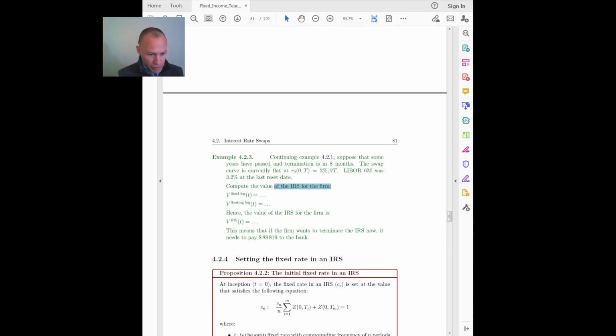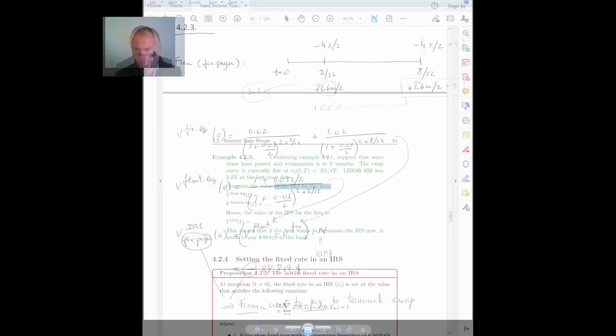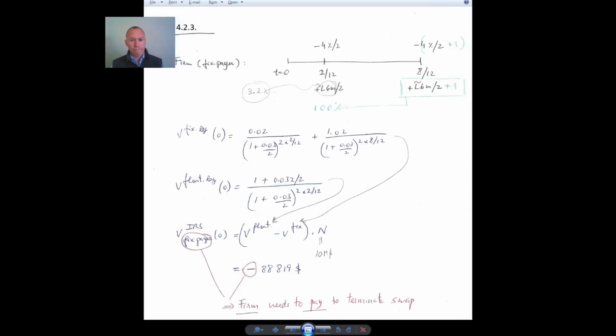All right, so let's open this here. Okay. So there's a lot of stuff here. For now, ignore the green color. Let's look at the timeline first. So we are taking the side of the firm, which is the fixed payer again. This is my current date today. There are just 8 months left. This will be the final payment in the swap.